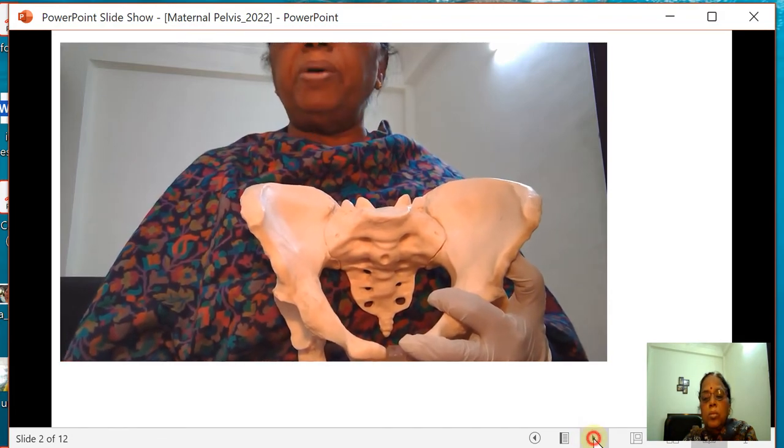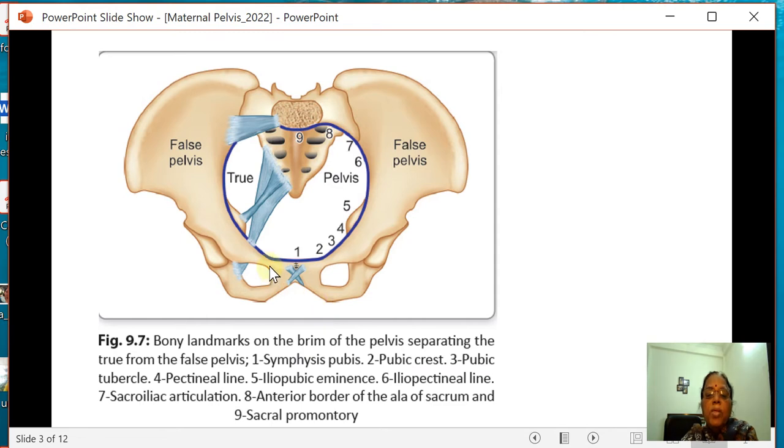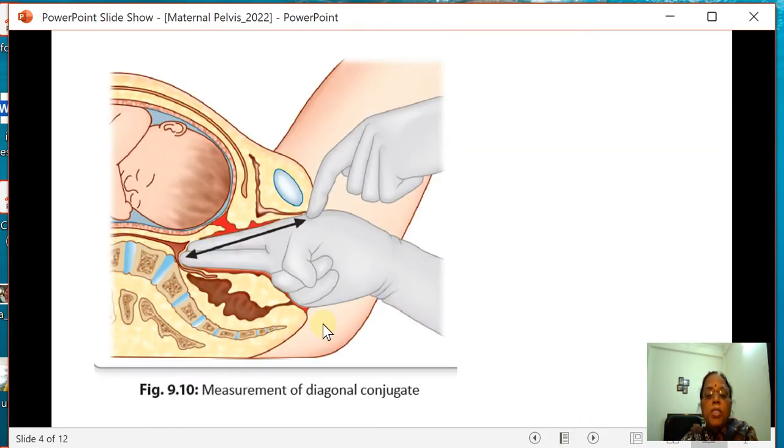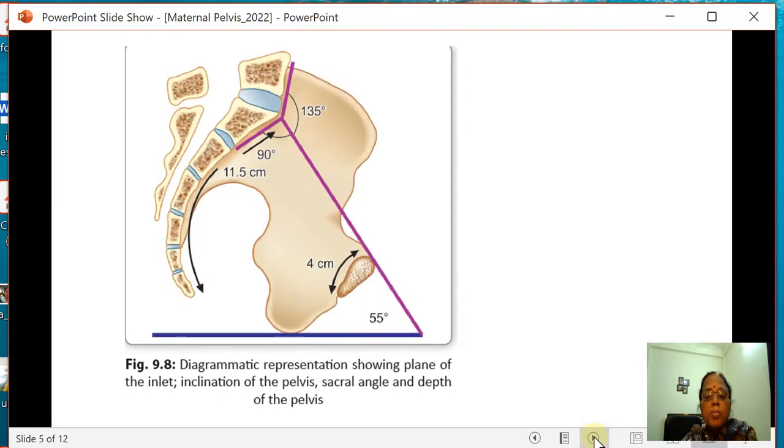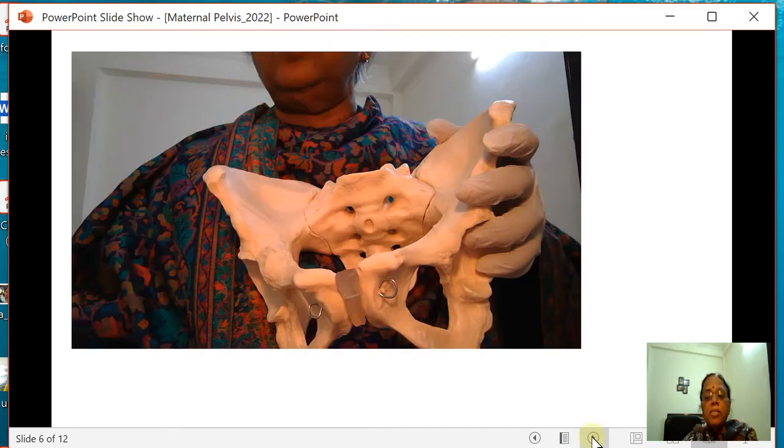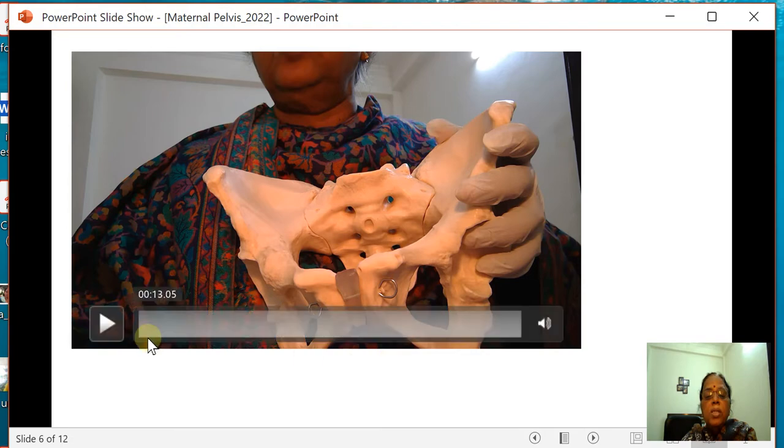We'll again go to the second part. As you already know, these are the various points which define the inlet of the pelvis. This is how the diagonal conjugate is measured, as it appears in your book. Now, there was one erratum: it was not 45, it was 55 degrees. So when you join the upper border of the sacral promontory and the pubic symphysis to the horizontal line, the pelvis is tilted at 55 degrees. Now, we'll go to the next part.